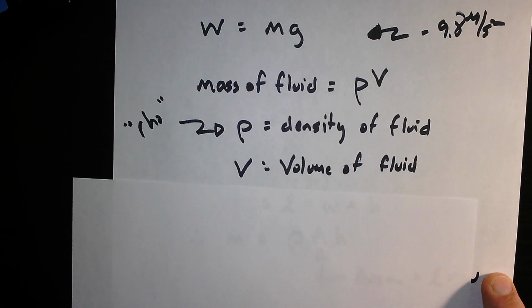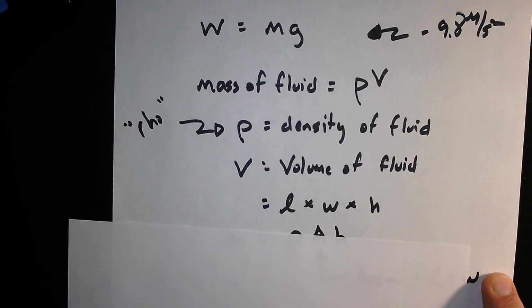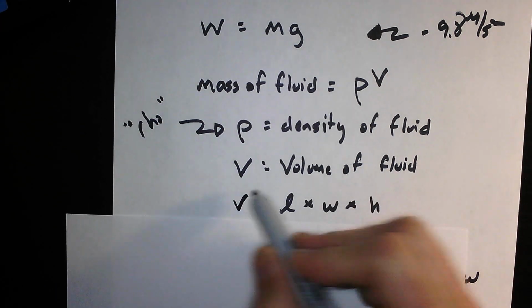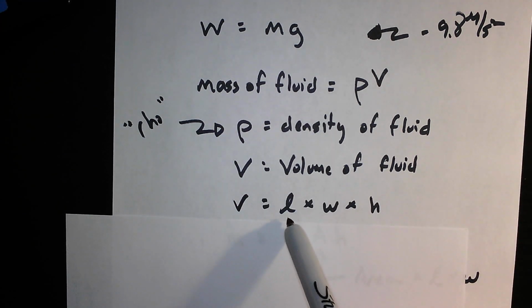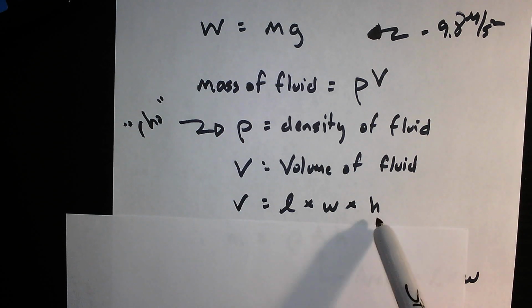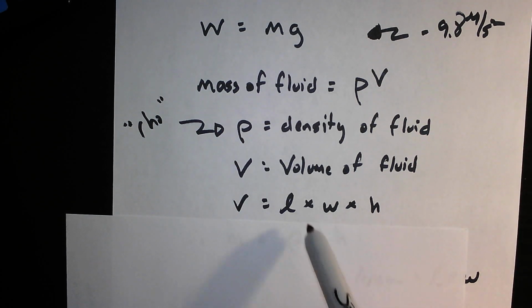V is the volume of the fluid, and so to calculate volume of the fluid, we would calculate the dimensions of the rectangle above our object that's in the water. Length times width times height. This would be the depth. This would be one dimension of the rectangle and the other dimension of the rectangle of the object.